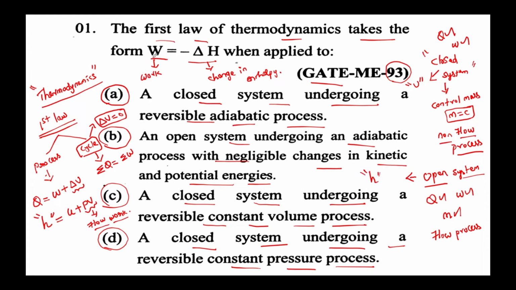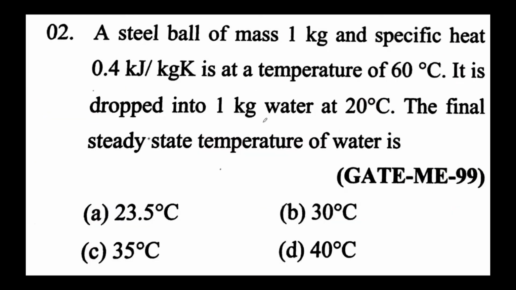Clearly, the work is found in terms of enthalpy difference, so it should be an open system. Options A, C, and D are all closed systems, whereas option B is the only one for an open system. So no further analysis is needed for this question. Option B is the correct answer. Hope this is clear for you guys. Let's move on to the next question.